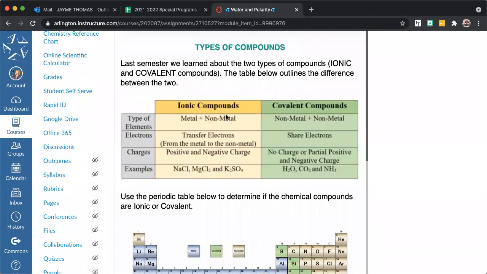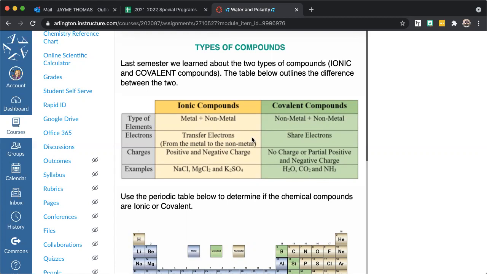Just as a quick review, we have the two main types, ionic and covalent. Remember, an ionic compound is usually made up of a metal and a non-metal. The exception is one with a polyatomic ion, where there's more than one non-metal. But the basic formula is a metal and a non-metal. For covalent, it's two non-metals. Hydrogen and oxygen, carbon and oxygen, nitrogen and hydrogen: all of those elements are non-metals on the periodic table.